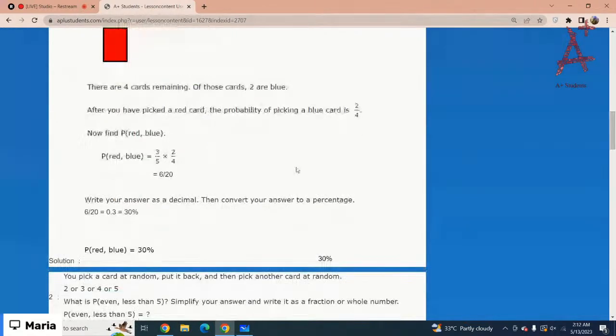Got it? So you need to multiply both the probabilities to calculate, because they are compound events. So you have to multiply both the probabilities. It would be 3 by 5 times 2 by 4. So it would be 6 by 20 and that would be 30%. Got it? Let's just start with the test questions.